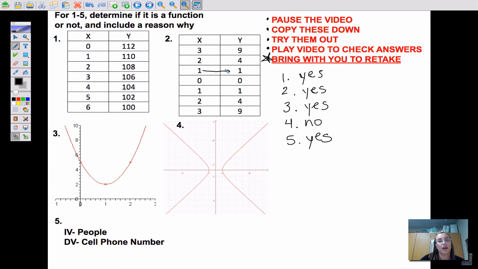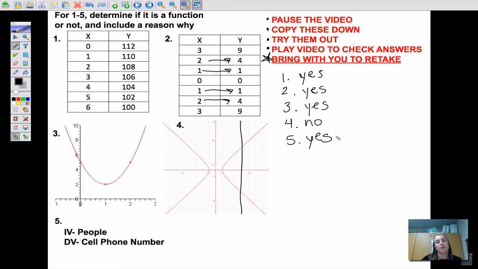If I input a 1, it's going to output a 1 no matter where you look on the table. If I input a 2, it's going to output a 4 no matter where you look on the table. 3 passes the vertical line test, so it is a function. 4 does not pass the vertical line test, so that's why it's not a function. And then for the last one, people and cell phone number is a function. I would say most of the time, although you might have had a different answer for this one, I would say most of the time one person has exactly one cell phone number, okay?